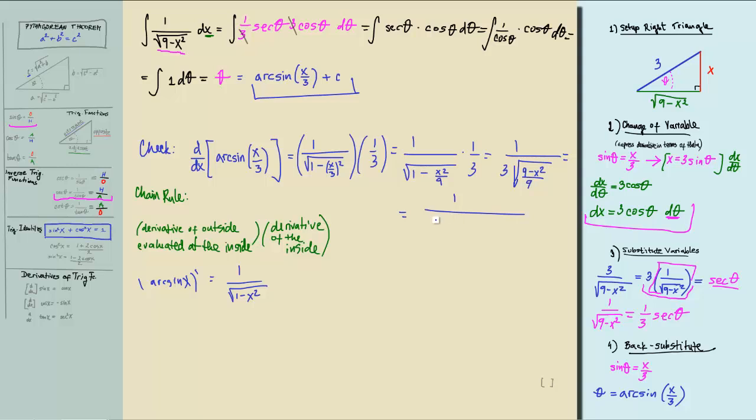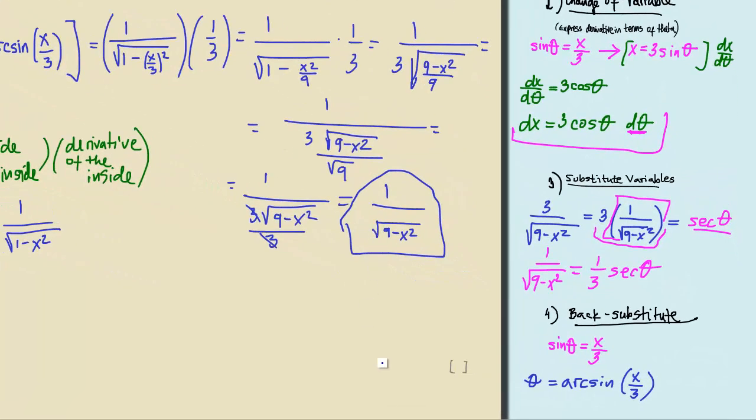So we have 3 times this. We could express this as the square root of 9. Therefore, it's 1 over 3 times the square root of 9 minus x squared over 3. We can cancel the 3's, and we got back our original problem, so that makes sure that we integrated correctly.